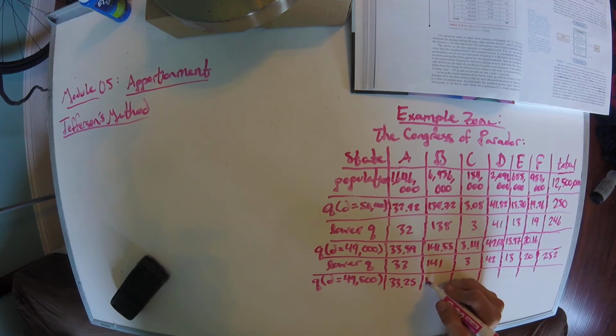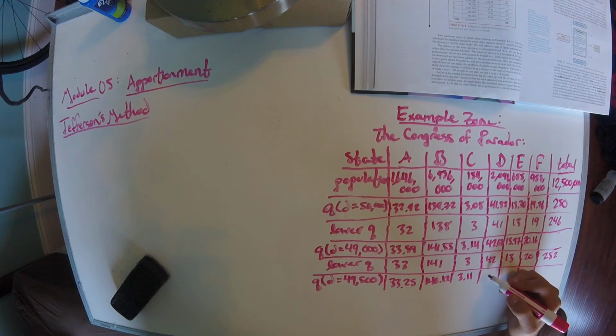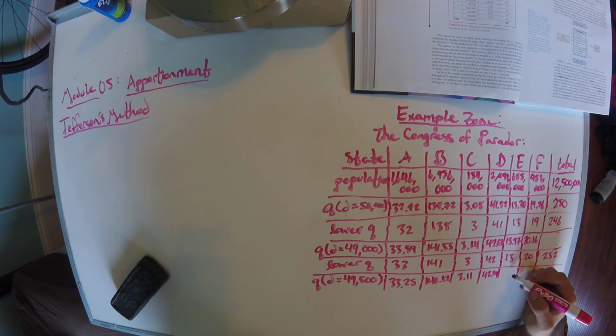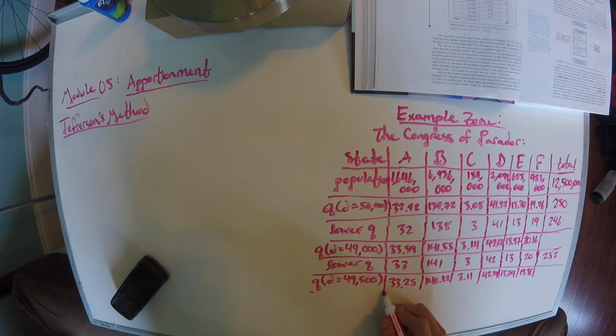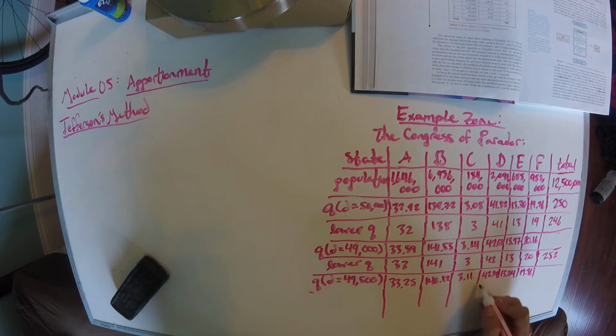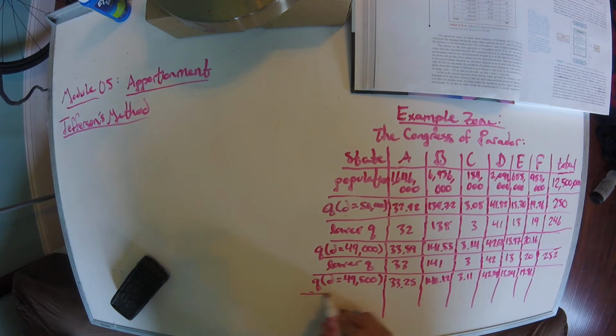33.25, 140.12, 3.11, 42.24, 13.84, and 19.96. And now we're going to find the corresponding lower quotas to this.